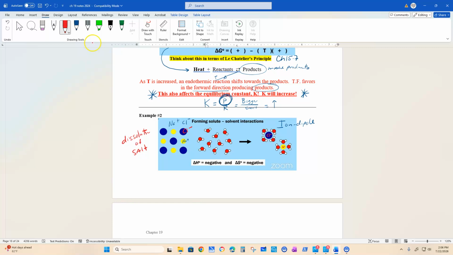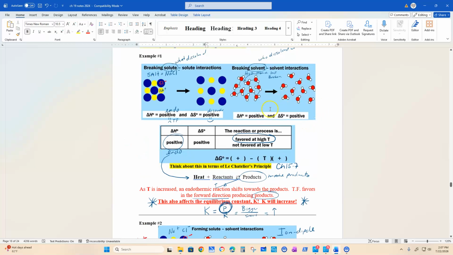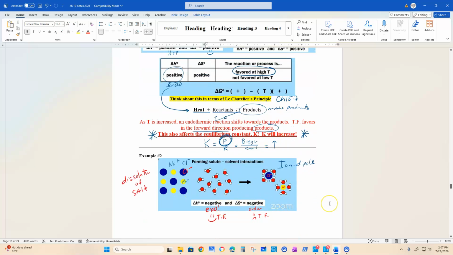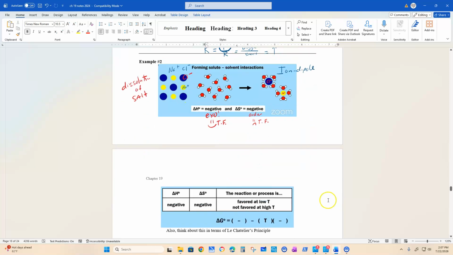In this case, my H is negative. That's a good thing. That means it's exothermic, okay, so that is driving the reaction. But my S is negative, okay, because remember, I am creating order, and that's not thermodynamically favored. So what if they're both negative? Well, it's like the same scenario. So up here, if they were both positive, it was thermodynamically favored at high. Well, if they're both negative, then it means thermodynamically favored at low, okay?